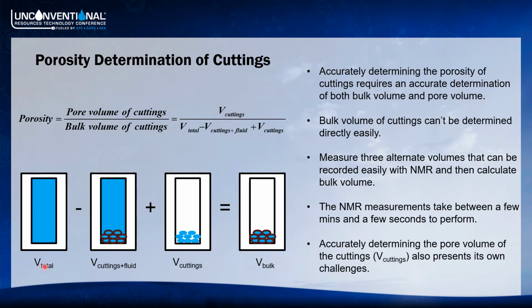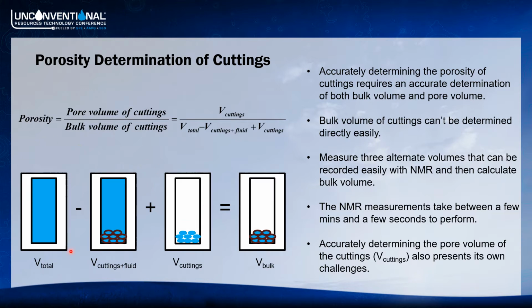So on the left here, we have V total, which is basically our sample holding tube filled with fluid completely. This is usually brine, but can be other fluids as well, such as decane or something like that. Then we have V cuttings plus fluid, which is basically our sample holding vial filled with fluid and the saturated cuttings. And then we have a V cuttings measurement, which is basically just the cuttings in the tube, and this effectively gives the pore volume of the cuttings.